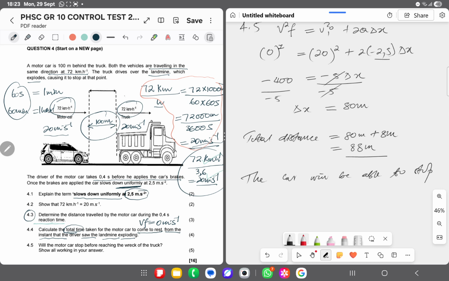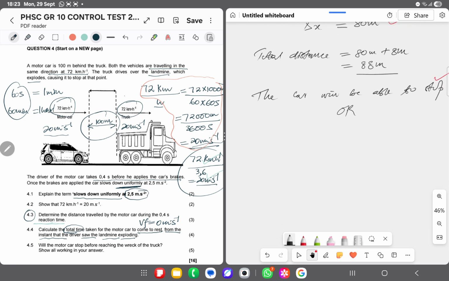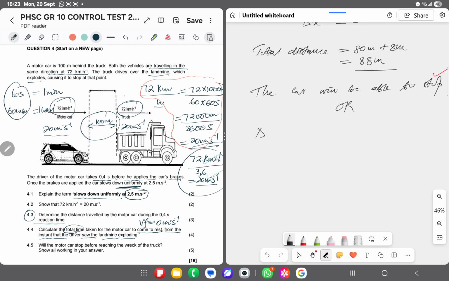So now we answered the question. The car will be able to stop because it will cover 88 meters once we add that 8 meters which was calculated in 4.3. By having the formula there, we can have the full 5 marks. We can also use other equations of motion to calculate this. You can try for me: delta x is equal to v initial delta t plus half a delta t squared.